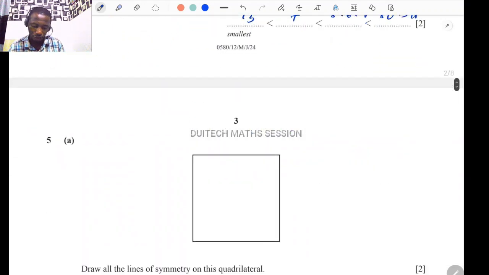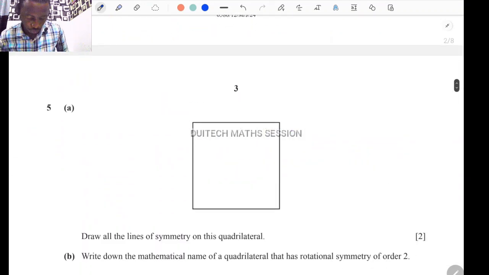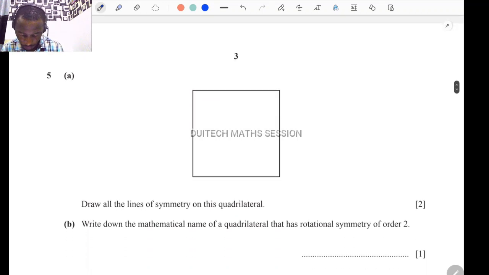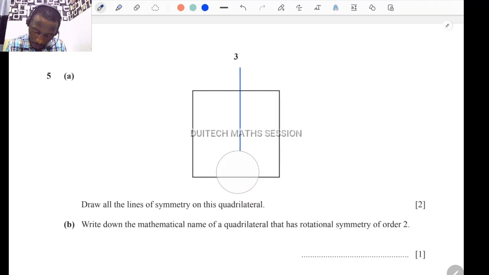We go to the next question. The next question says we should draw a line of symmetry of this quadrilateral. So my line of symmetry is the line that can divide this quadrilateral into equal parts, right? Equal parts. So let's start by dividing the quadrilateral into two first. Okay, I did not get the actual center.